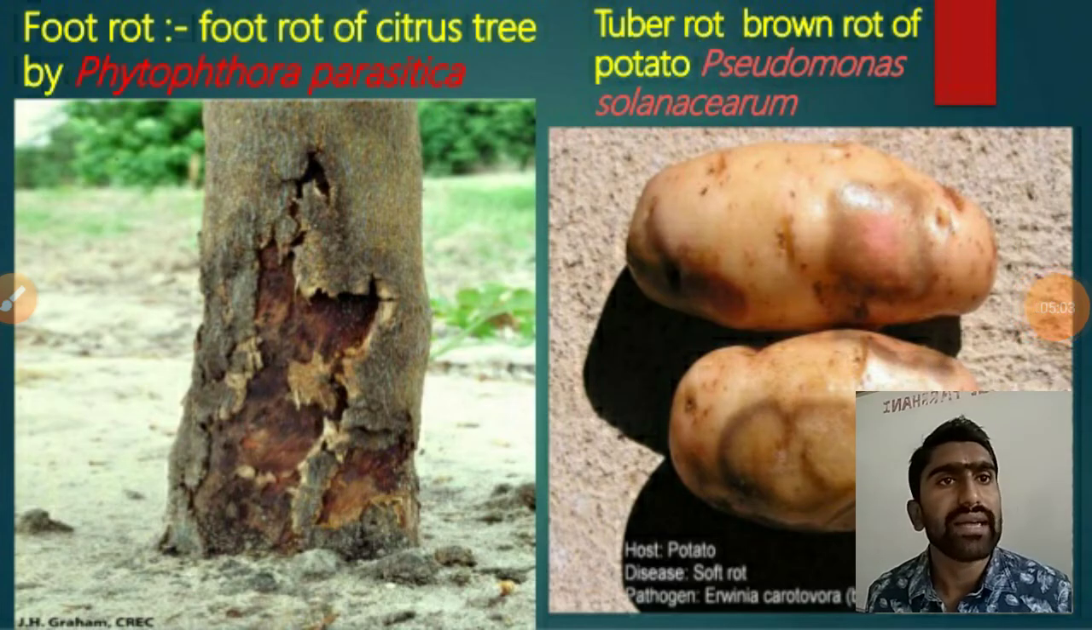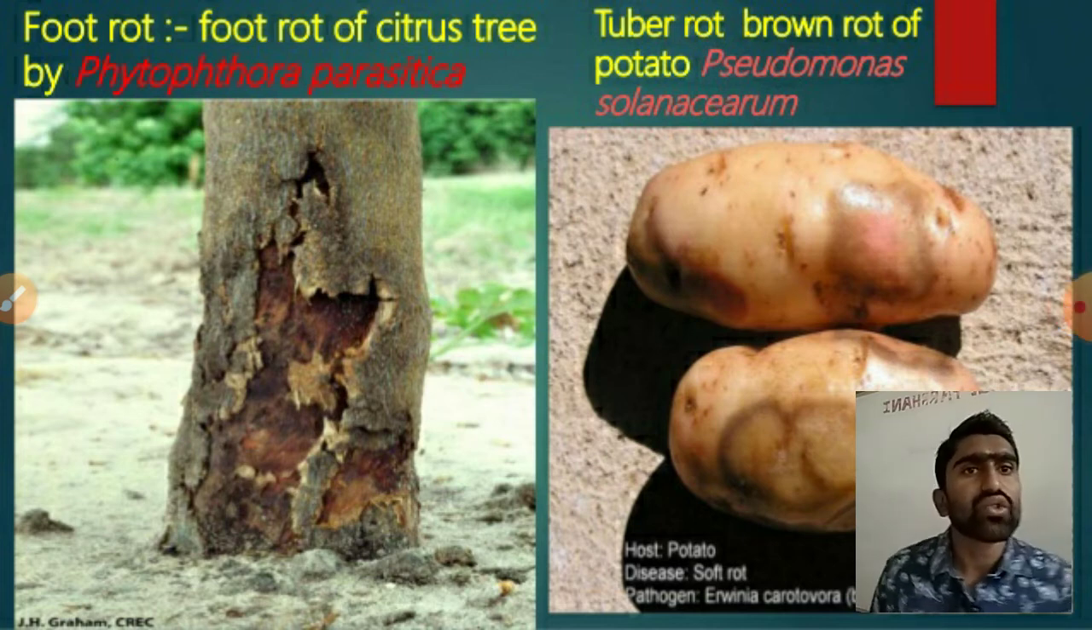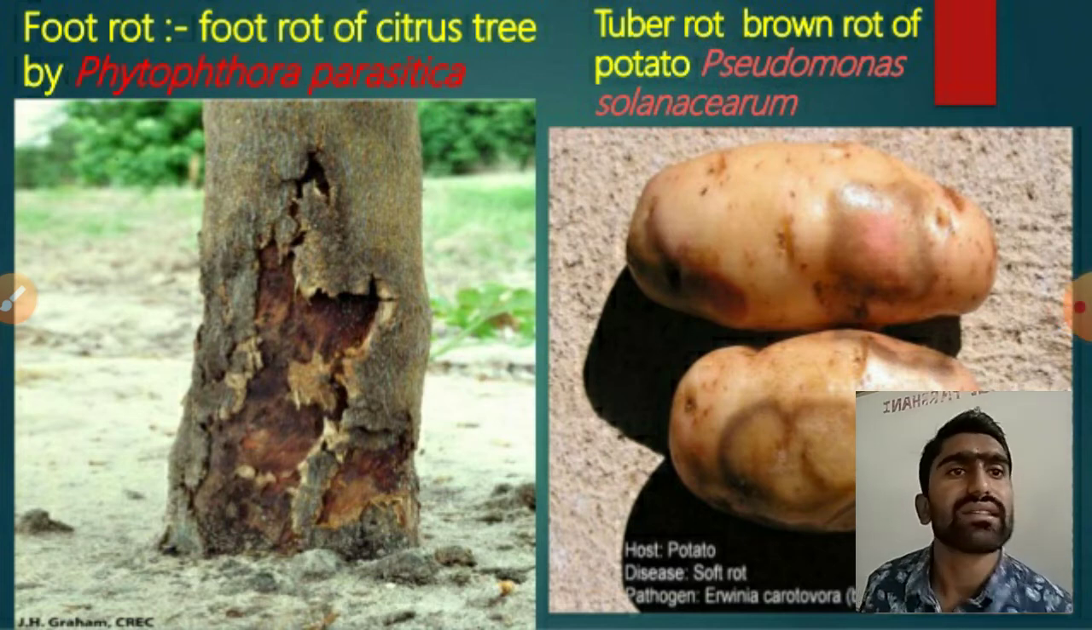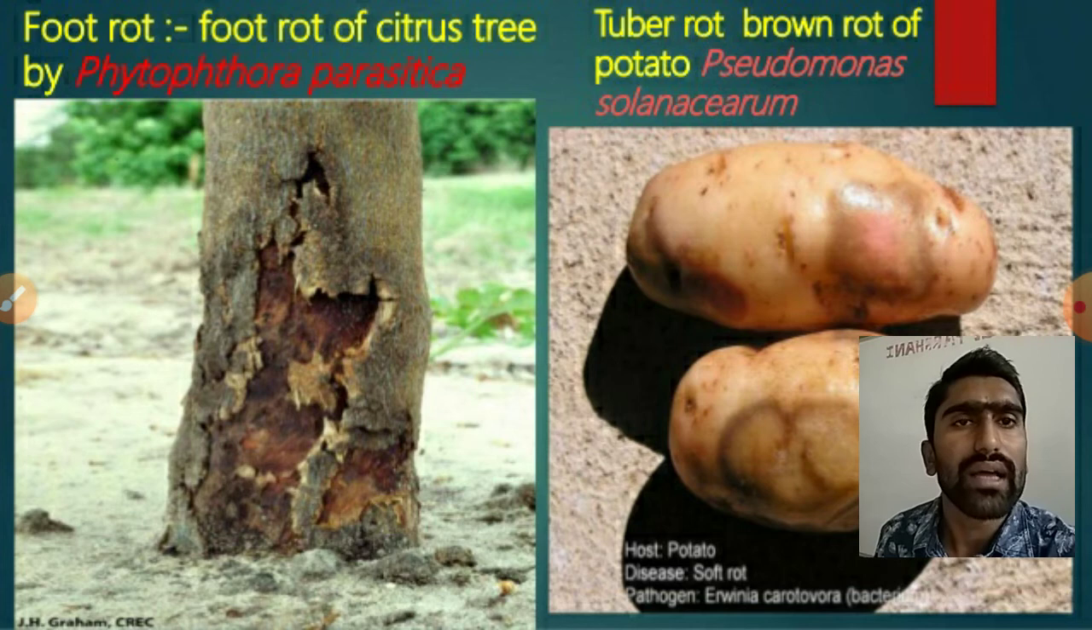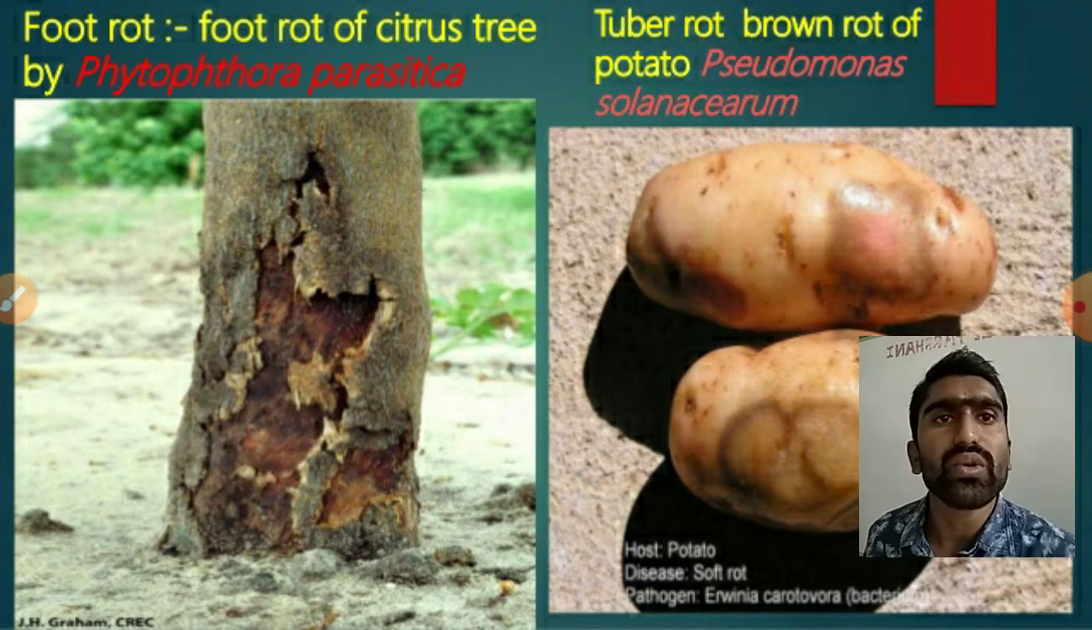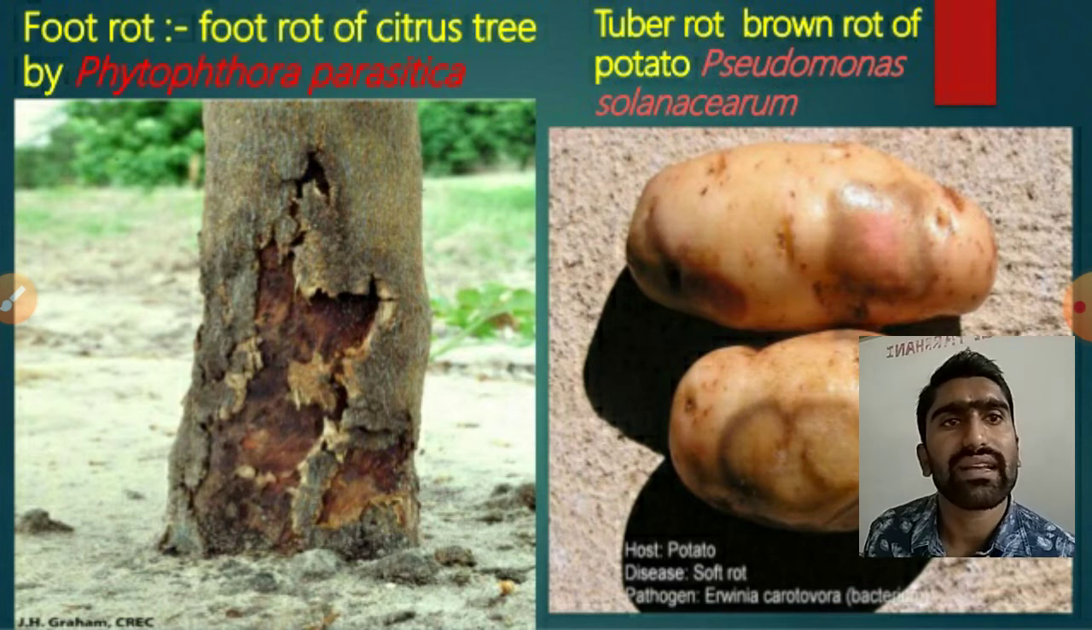Foot rot and tuber rot: tuber brown rot of potato, whose causal organism is Pseudomonas solanacearum. Here the brownish color appearance is there, whose pathogen is Erwinia carotovora, which is a bacteria. And in case of foot rot, which occurs in citrus tree, the causal organism is Phytophthora parasitica.